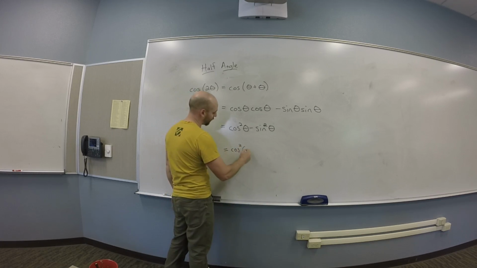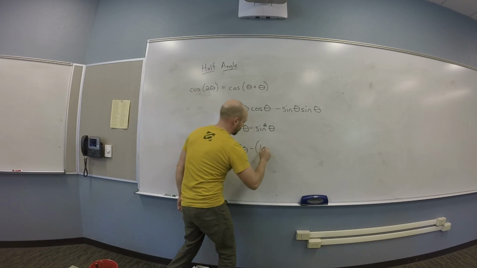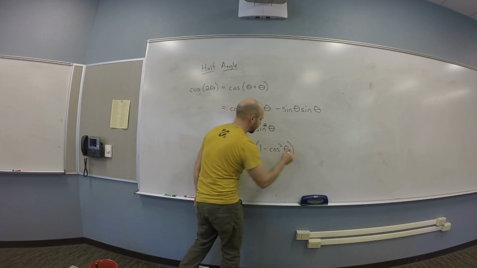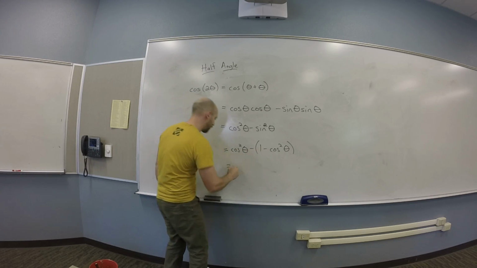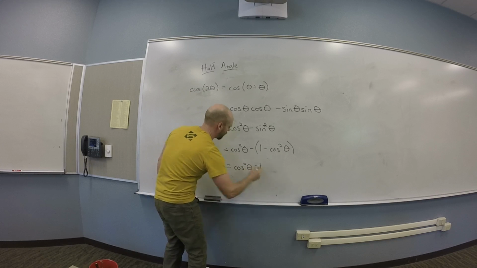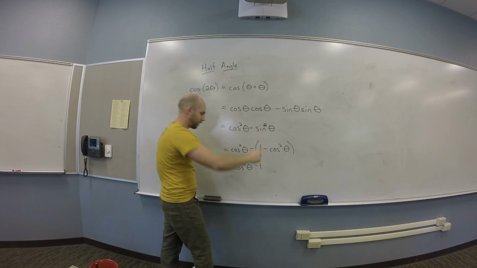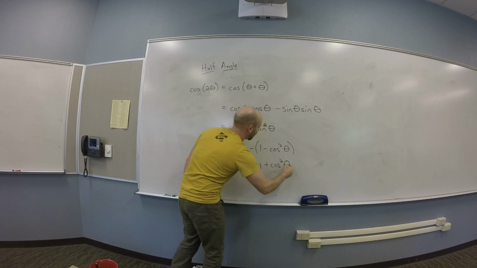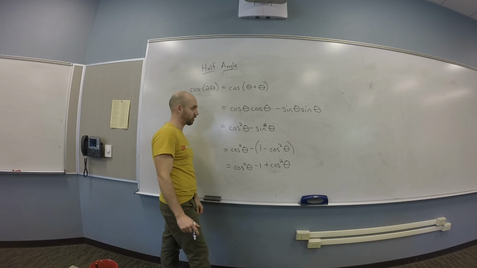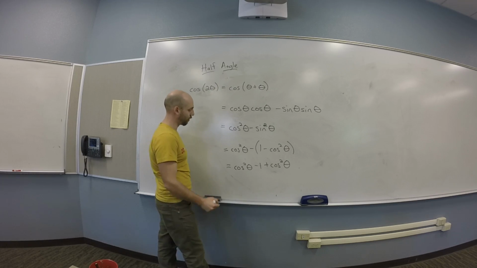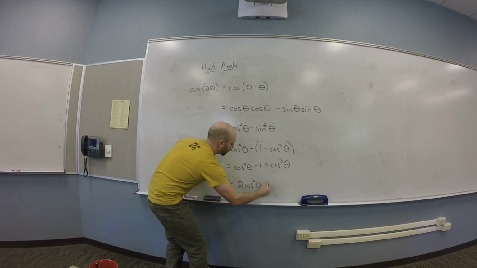Since there's not a plus sign here, what you can do is make this into cosine squared of theta minus, and then what's sine squared? 1 minus cosine squared of theta. So it's cosine squared theta minus 1 plus cosine squared theta. Then what are your like terms? There are 2 cosine squared thetas. So all told I ended up with 2 cosine squared theta minus 1.